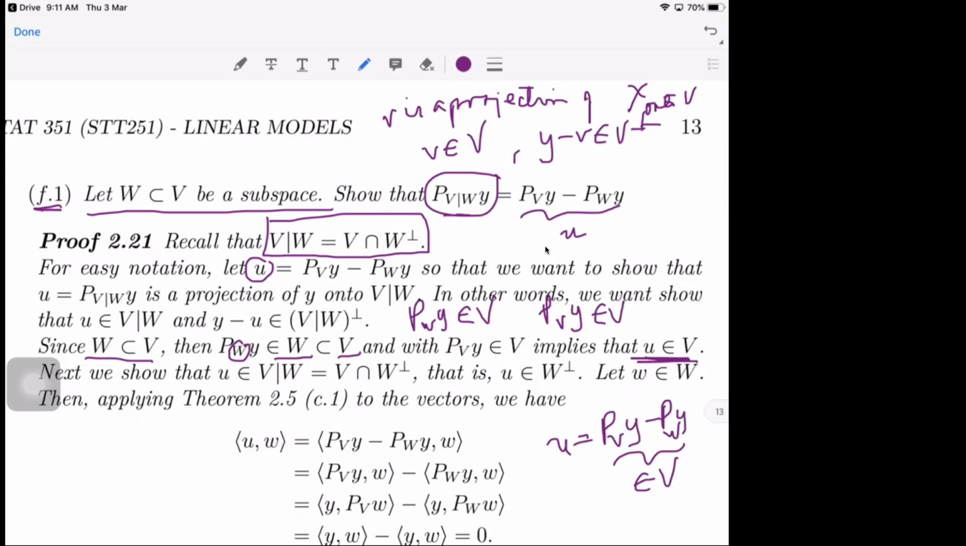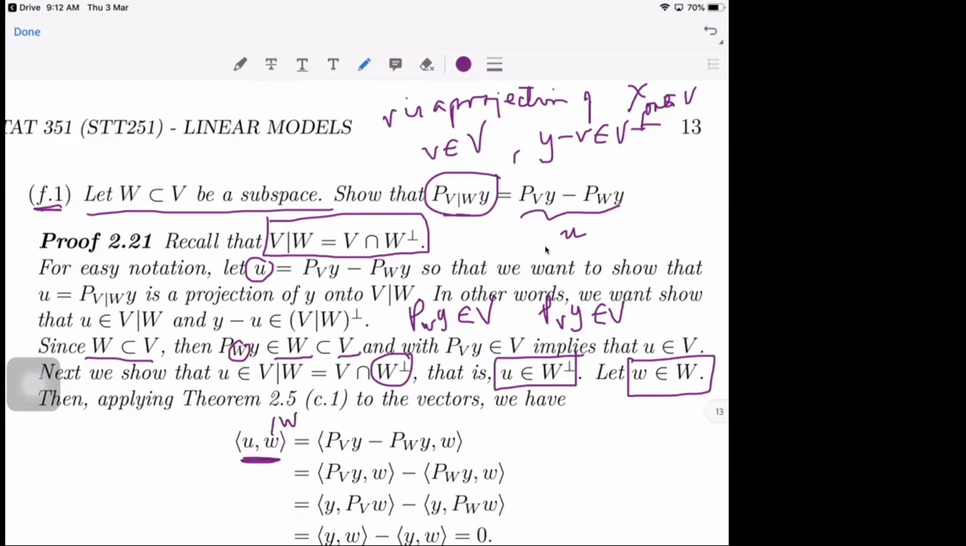But we have to show that U is also in W perp, so that it will be in V mod W. So here, we showed that U is in V. Next, we also have to show that U should be in W perp, so that it is in V mod W. To show that U is in W perp, we arbitrarily choose a vector W in W, and then we get the inner product of U and W. We want to show that this is in W perp, so we have to show that the inner product here is 0.